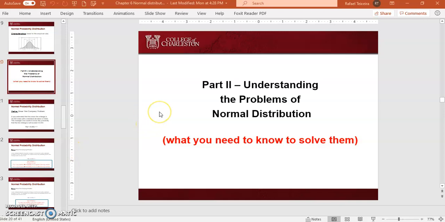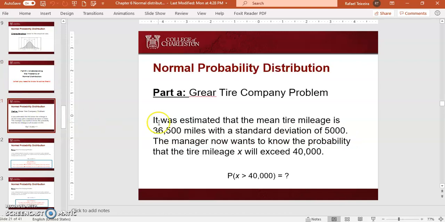In this video, I'm going to talk about applications, or starting to understand applications, of problems using the normal distribution. So let's take a look at one example. This is a tire company, the Greer Tire Company problem. This is a common problem for many companies, but let's take a look at this one.